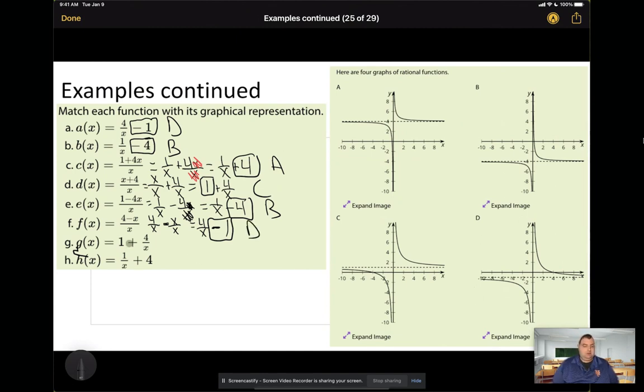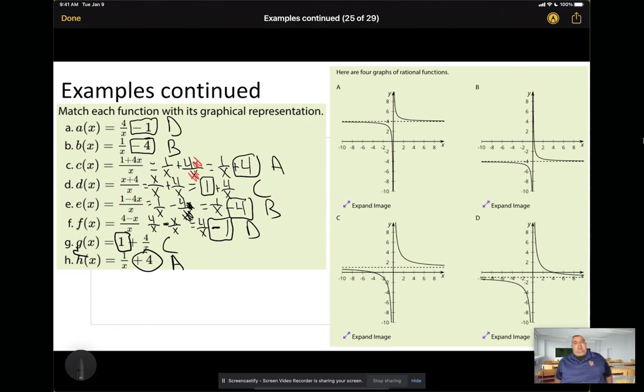Okay. Function G is already separated. So my constant term in this case is +1. So that's going to be a horizontal asymptote at +1, which is C right here. And then lastly, H is separated out already. So we have a horizontal asymptote at +4. So that's going to be graph A.